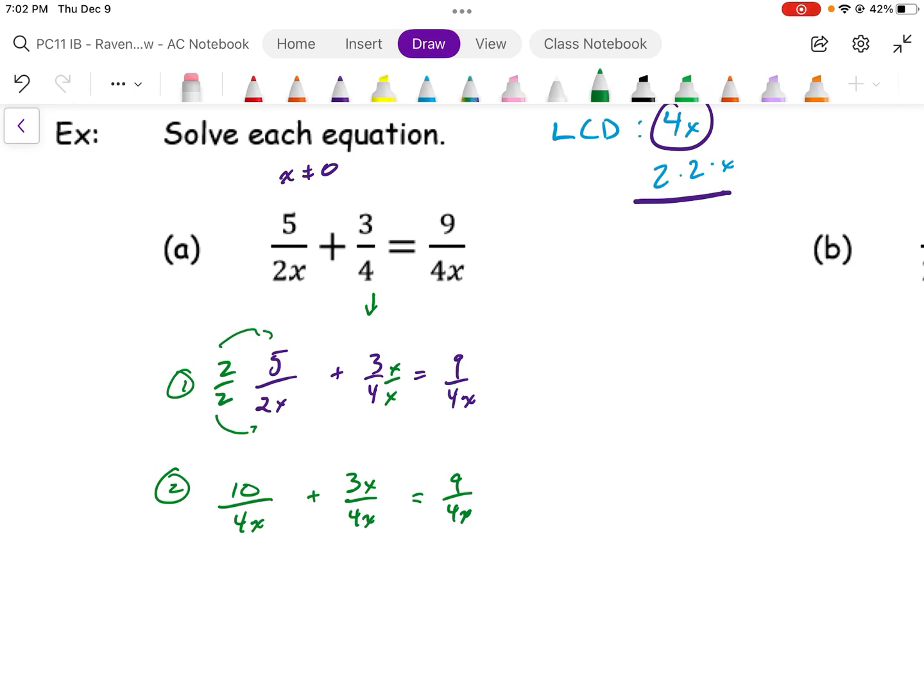Now, what can I do? Well, I can multiply both sides by 4x. And it's going to seem like, why would I ever do that? But now imagine what's going to happen. If I multiply both sides of the equation by 4x, the denominators cancel each other out. So all I'm left with is the numerators.